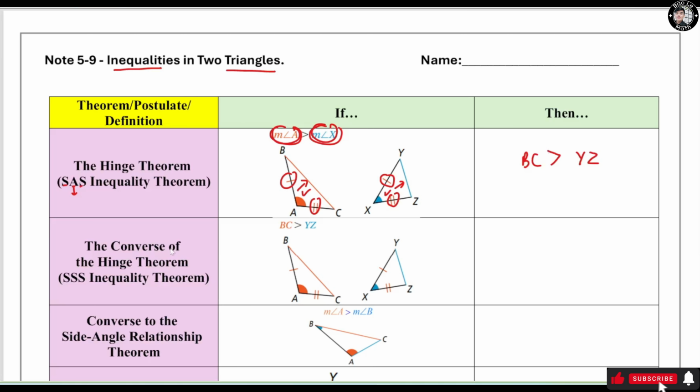Alright, the converse of the Hinge Theorem. That's the SSS Inequality Theorem. Given AB congruent to SY, AC congruent to SZ, and BC greater than YZ, right? Since BC is opposite to angle A and YZ is opposite to angle S, then the measure of angle A is greater than the measure of angle S, right?